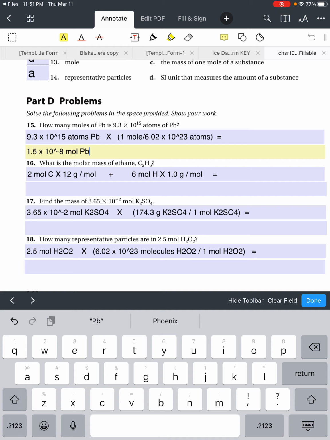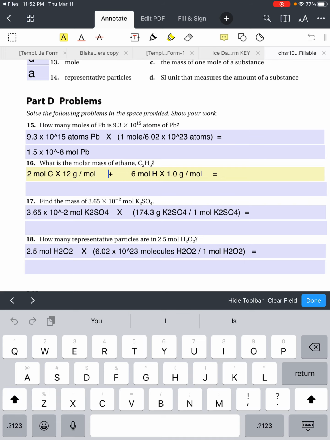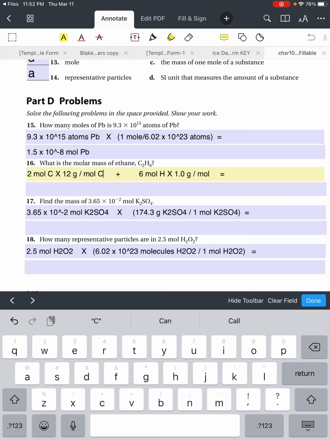Then it says, what is the molar mass of ethane? And when I do this, all I do is add up the atomic masses from the atomic table of all of the atoms. Carbon is 12. That's what I wrote. 2 moles of carbon times 12 grams per mole of carbon. Moles of carbon, to be totally precise.